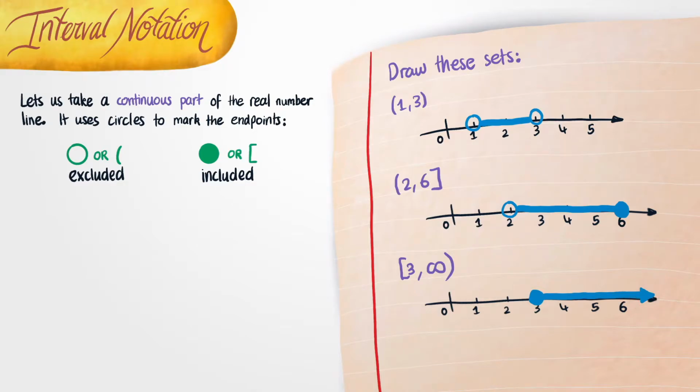Now, if I was to describe each of these sets with a sentence, I'd say that the first one gives us all the numbers between 1 and 3, not including 1 and 3. The second set gives us all the numbers between 2 and 6, not including the number 2. And the third set gives us all the numbers greater than or equal to 3.